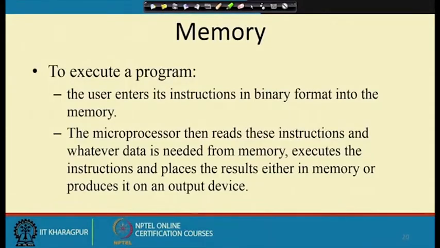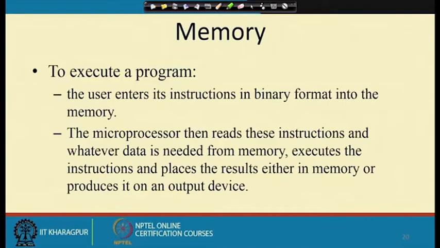We have seen that in a computer system or a microprocessor based system, the microprocessor talks to the memory to get the instructions to be executed. Sometimes it also gets data from the memory or from the input output devices. Now, as far as the user is concerned, if the user wants to get some program executed, the user has to enter the instructions of the program in some binary format into the memory, because the memory ultimately stores only binary information.